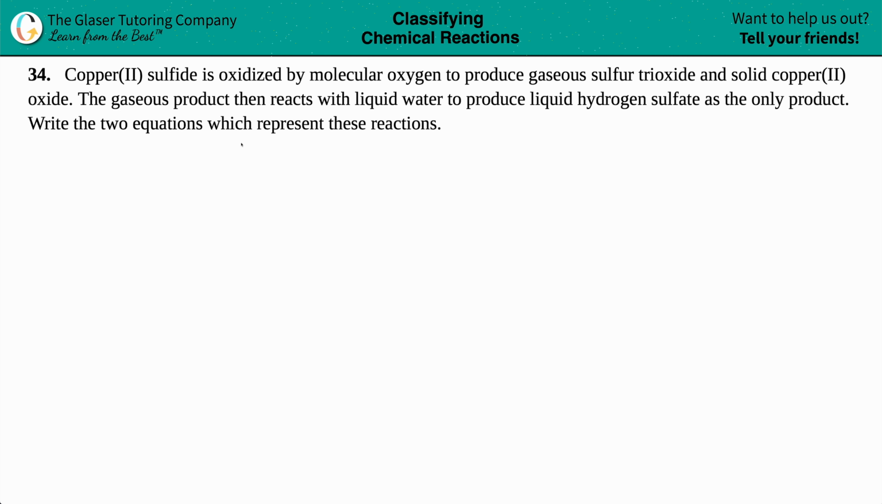Number 34. Copper 2 sulfide is oxidized by molecular oxygen to produce gaseous sulfur trioxide and solid copper 2 oxide. The gaseous product then reacts with liquid water to produce liquid hydrogen sulfate as the only product. Write the two equations which represent these reactions.